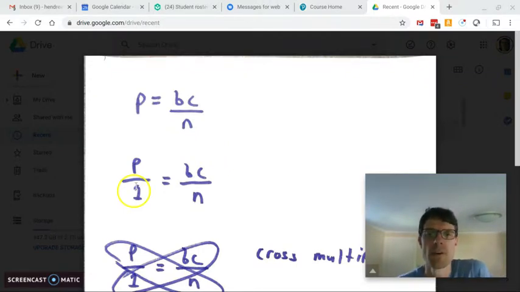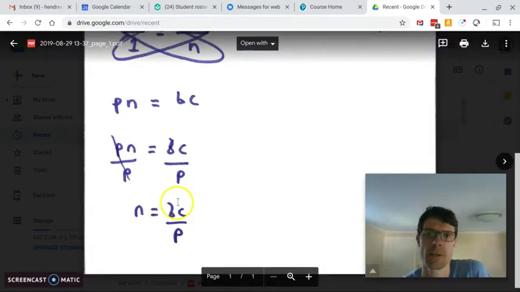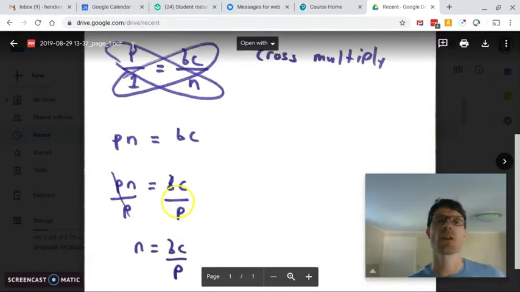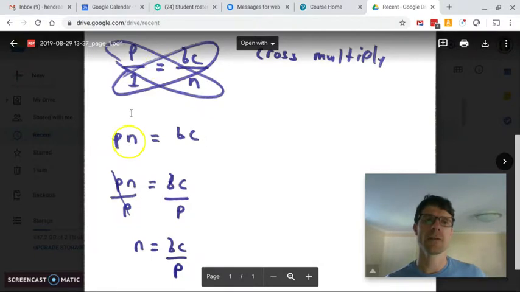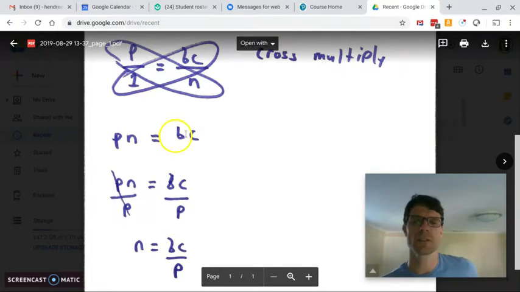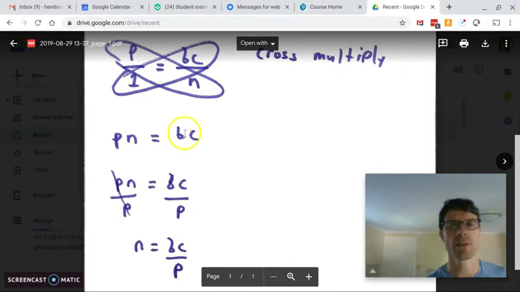So after I do that, I can just cross multiply. P times N is equal to PN here. And then 1 times BC, 1 times anything is just itself, so this is B times C on the left side.